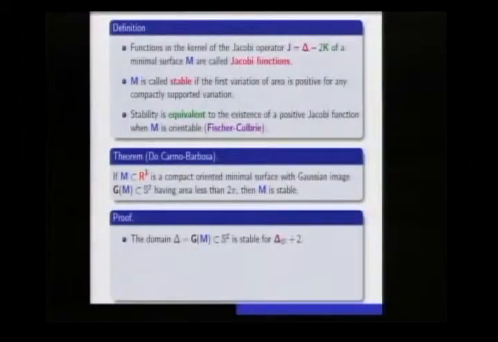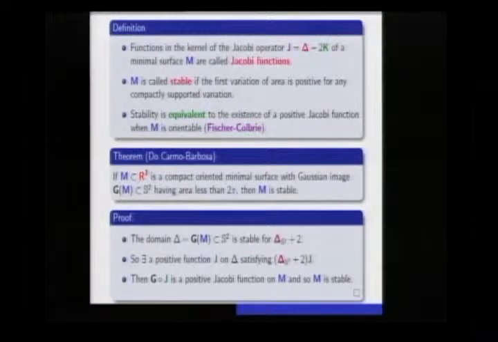I'm going to talk about it again in a minute, but we relate the Jacobi functions on M with Jacobi functions on the image. If you take something in the kernel of this operator on the two-sphere for a domain, then you compose with the Gauss map, you get a Jacobi function. That's easiest to see when it's a diffeomorphism, but in general you may have branch points. Anyway, there is a positive function on the image domain for this operator. You just compose by G, and you can check that that's a Jacobi function. And it's positive, so the surface is stable. That's all that's going on there.